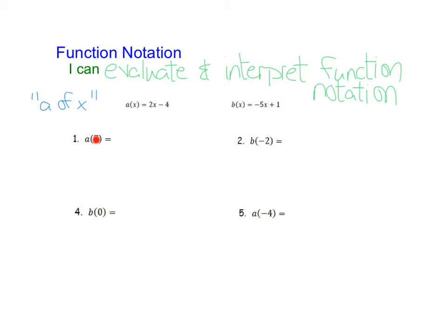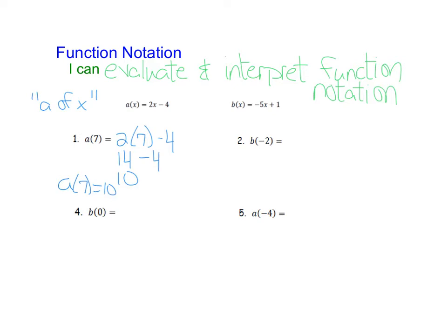So a of 7, what we looked at just a second ago: whatever is in these parentheses is what we plug in for x. Instead of x, we're going to write 7. So a of 7, instead of 2x minus 4, would be 2 times 7 minus 4. Wherever we see an x, we write a 7. So 2 times 7 is 14. 14 minus 4 is 10. So a of 7 equals 10. That means the function evaluated at 7 equals 10.